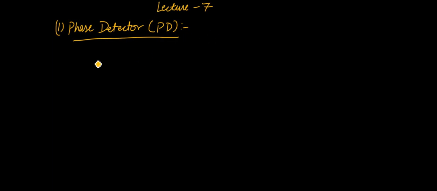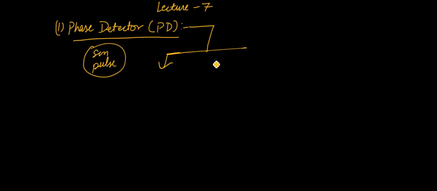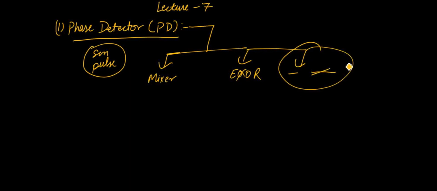There are a lot of types of phase detector. It depends on what type of input you are giving to the PLL, whether it is sinusoidal or a pulse type of signal. Broadly, there are two types: one is the mixer type PD, and then there is the XOR PD, and more. We will talk about the other categories later.